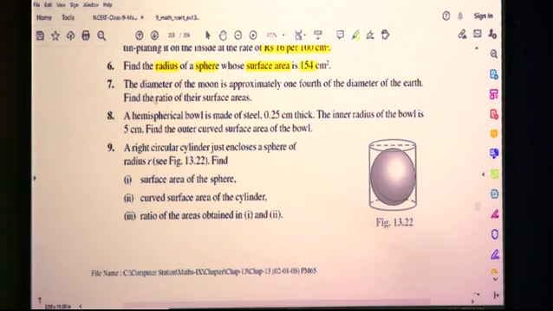Next question. The diameter of the moon is approximately 1/4 of the diameter of the earth. Find the ratio of their surface areas. What is asked? Find the ratio of their surface areas. Let us see how to calculate this.